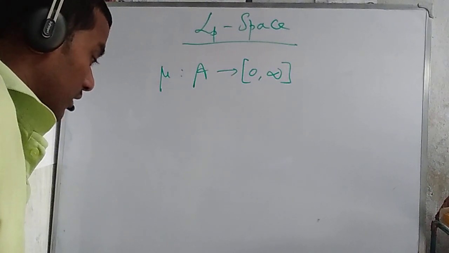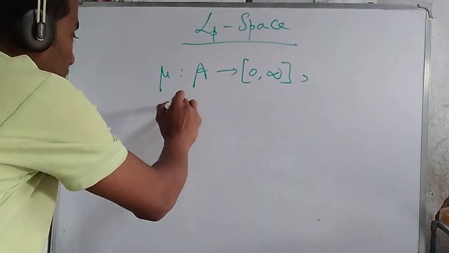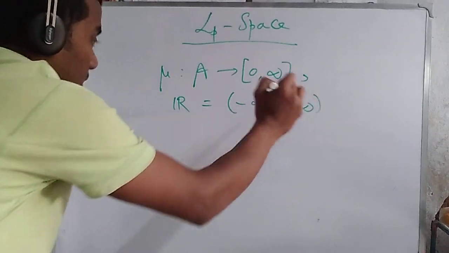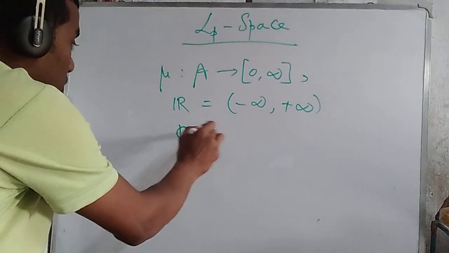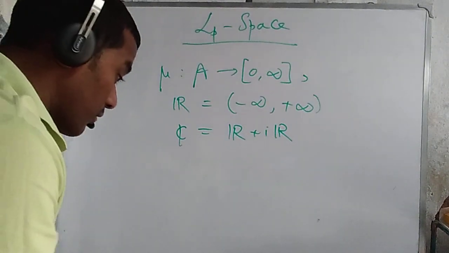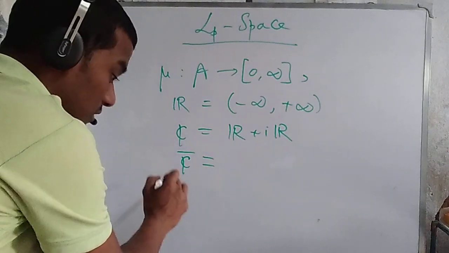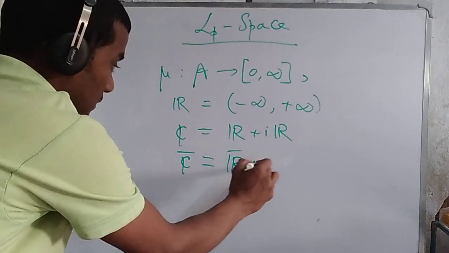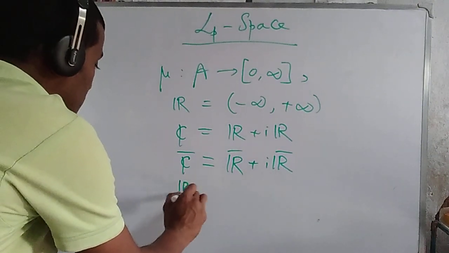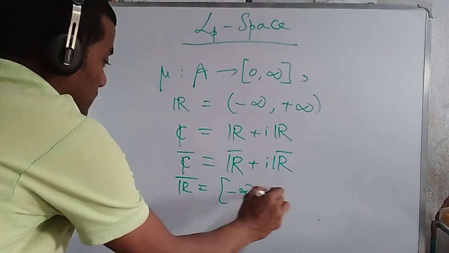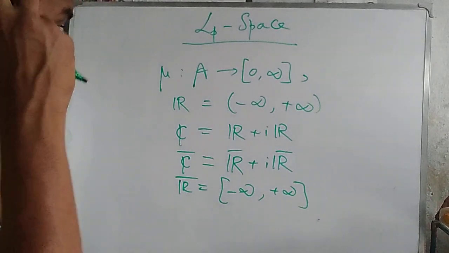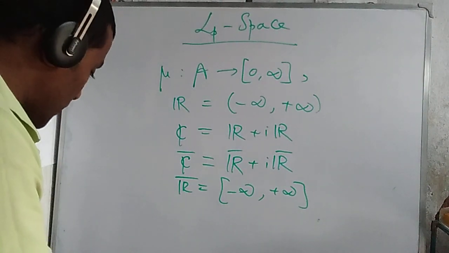Obviously we know that R equals minus infinity to plus infinity, and C equals R plus iR. And then C closure equals R closure plus iR closure, and R closure equals the closed interval minus infinity to plus infinity. So I think all of you understand.